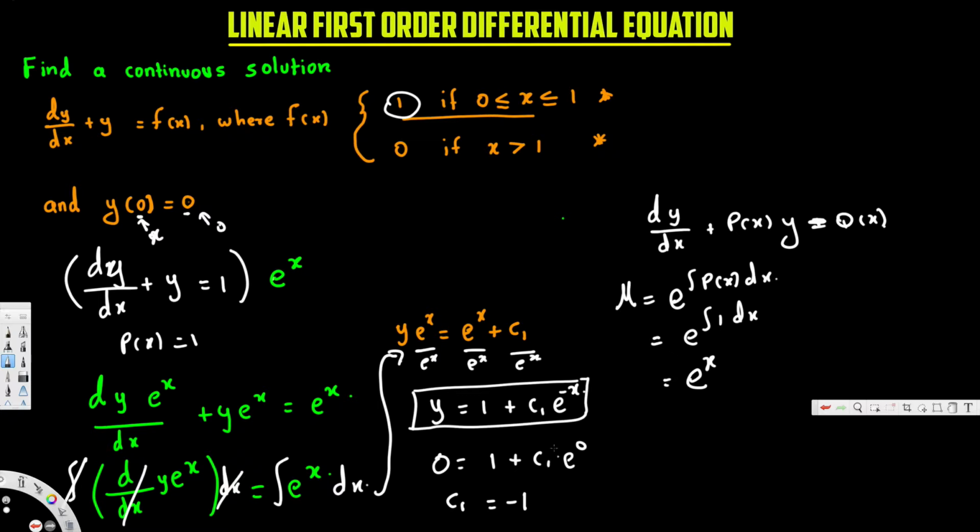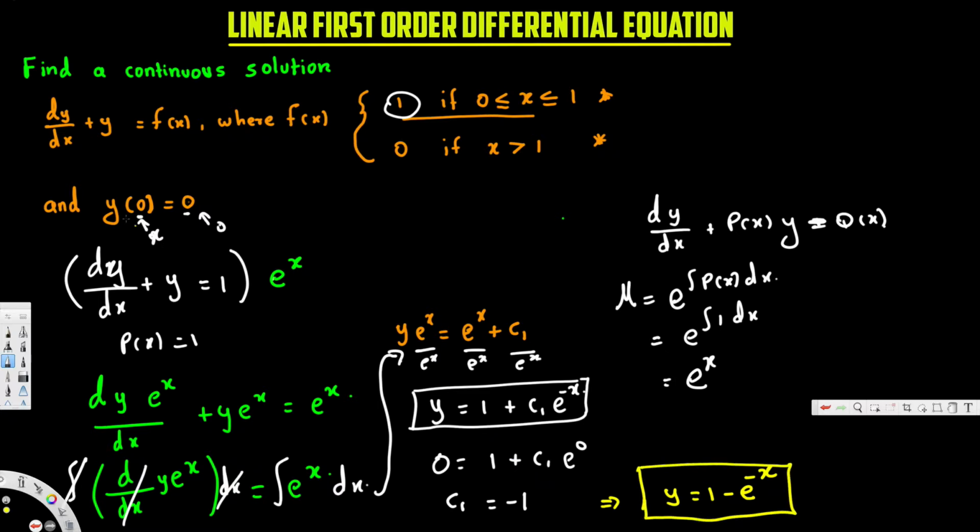Now after that we have to plug it back into this equation and express our particular solution. That's going to be just y is equal to 1 minus, this is minus 1, so minus 1 multiplied by e power negative x, that's going to be just negative e power negative x. So this is the first solution.